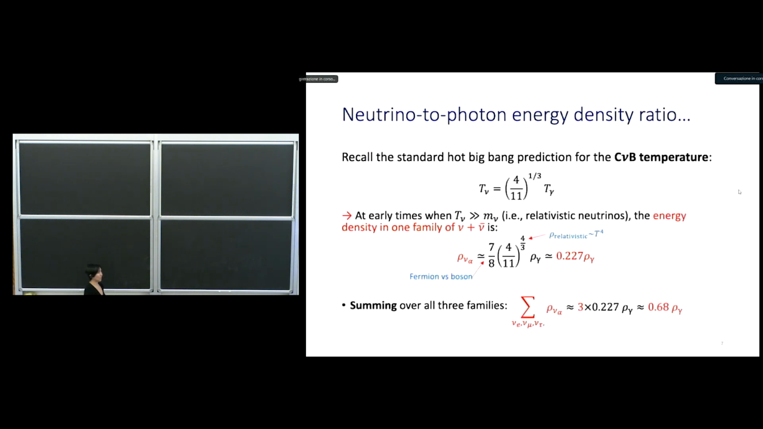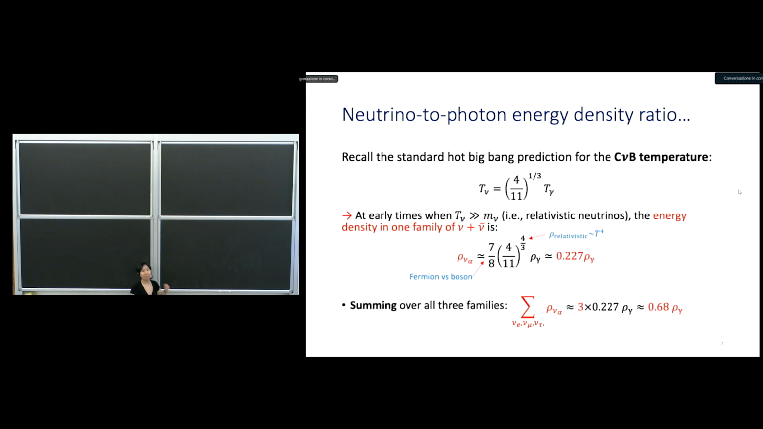Now, how is it a standard model prediction? Well, recall that in the standard hot Big Bang picture, the CνB temperature is related to the photon temperature in this way. And remember that this 4 divided by 11 has to do with the entropy degrees of freedom that were around before e+e- annihilation and after. Now, at sufficiently early times, when the temperature of these neutrinos is still a lot larger than the neutrino rest mass, so you have relativistic neutrinos, then having the neutrino temperature also allows us to relate the energy density in the neutrinos to the energy density in the photons.